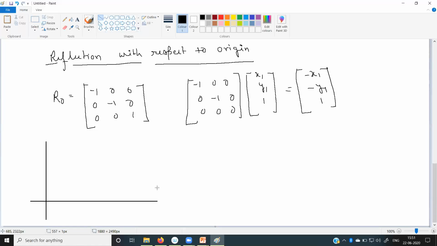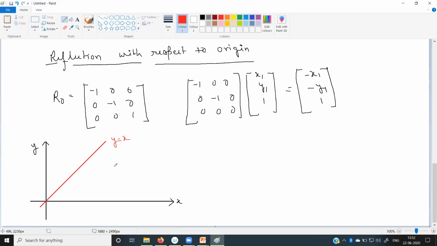So consider this is our coordinate system. So this is our y and this is our x-axis. And here there is a line which is passing through the origin. Fine. And you know, if a line passes through the origin, the equation of the line is y equals x. Clear?